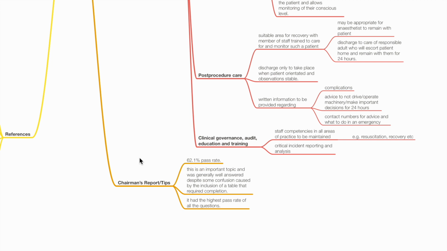Chairman's report, 62.1% pass rate. This is an important topic and was generally well answered despite some confusion caused by the inclusion of a table that required completion.